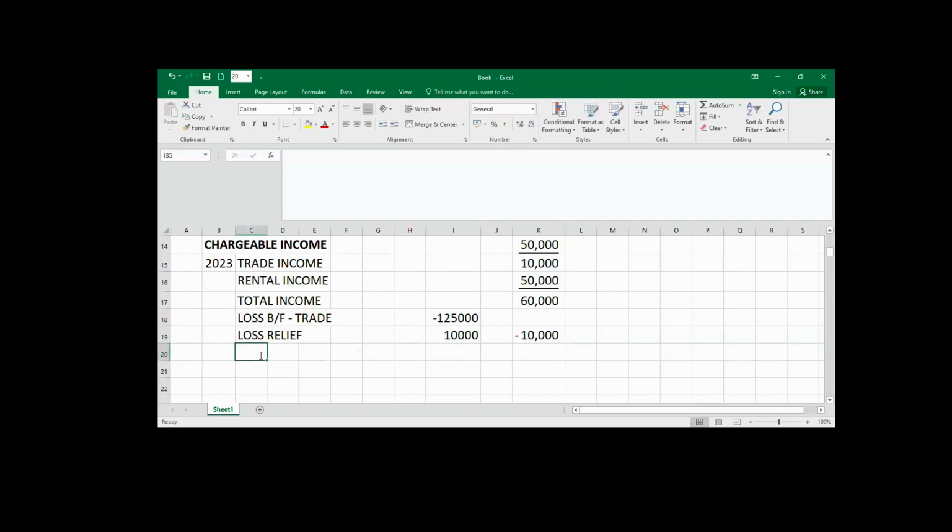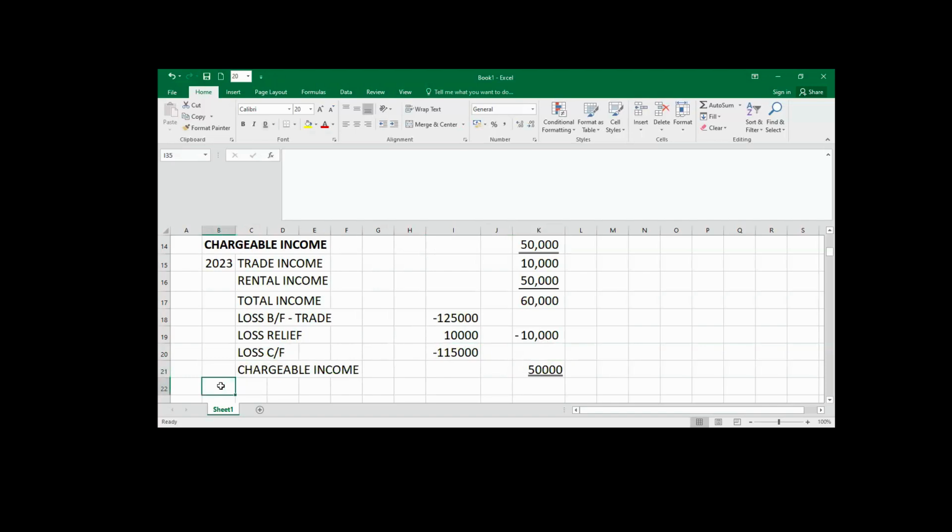So loss carried forward will give us 125,000 minus 10,000. That will give us how much? 115,000. So taxable income, chargeable income, will give us 60,000 minus 10,000. That will give us how much? 50,000, which is the loss for that year.